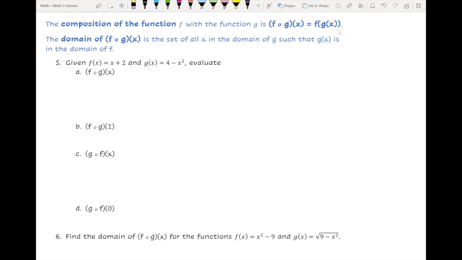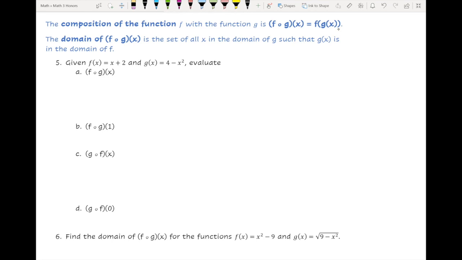So what does that even mean? Well, domain has to do with x's, and those are what you substitute into your function. You substitute whatever x values in. Because you are subbing the entire g of x function in, you need to know what the domain of your g of x function is, and then you can look at the overall f of g of x function. So let's see how this works.